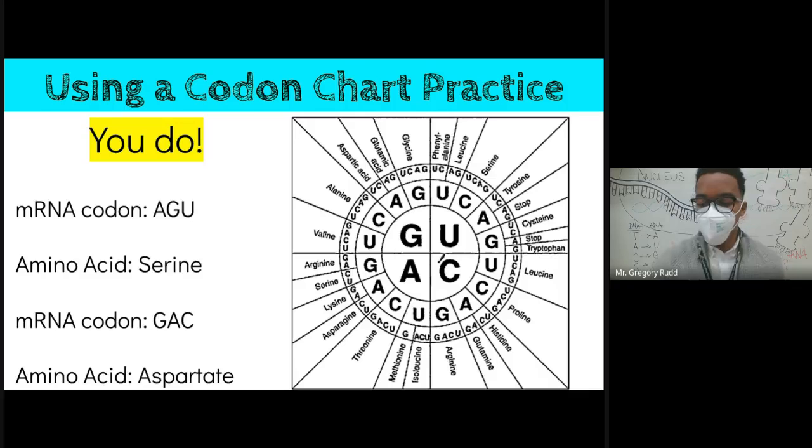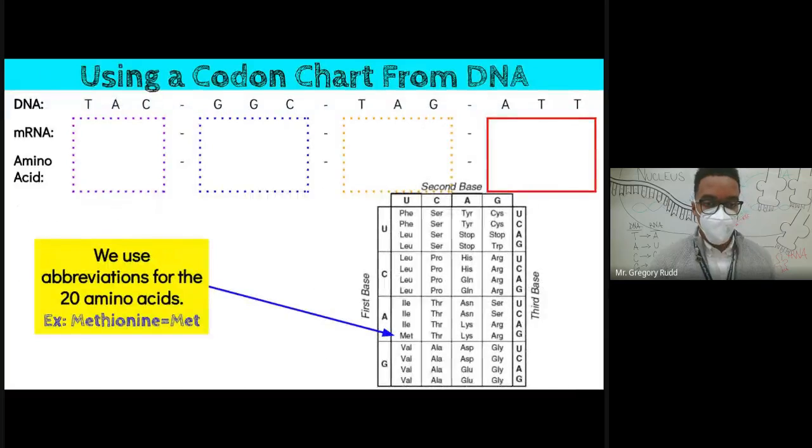So she correctly identified G was our very first letter, so we only look in the bottom row of that table. A was our second letter, so now we're looking in the bottom row still, but this time we're only looking in the third column of the bottom row. And then our last letter is C. So she was able to tell us that the amino acid is aspartate. Good.